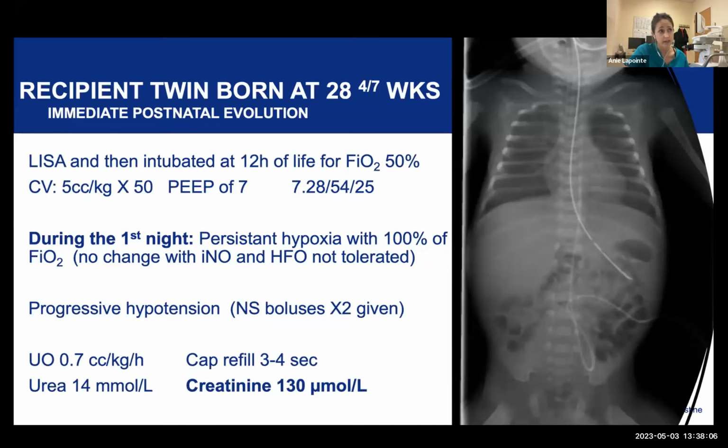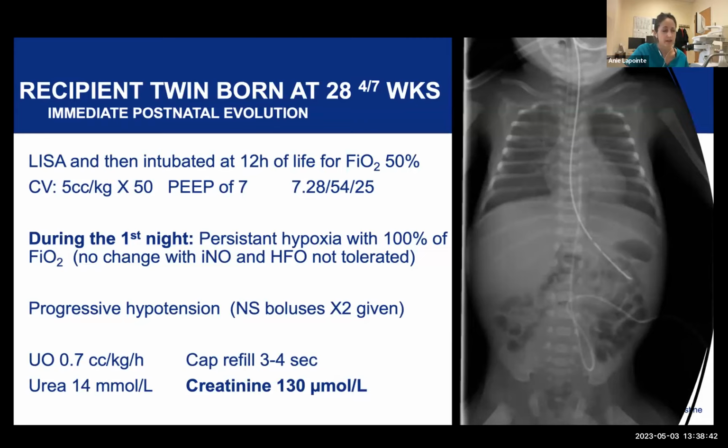The recipient was doing well initially. He needed LISA and was then intubated at 12 hours of life for high FiO2 requirement. Ventilation was what we expected, PEEP of 7, and the blood gas was also what we can expect in an intubated 28-weeker. However, during the first night, this baby had persistent hypoxia despite 100% oxygen, and the medical team at that time tried nitric oxide and HFO, which did not change anything and was not tolerated.